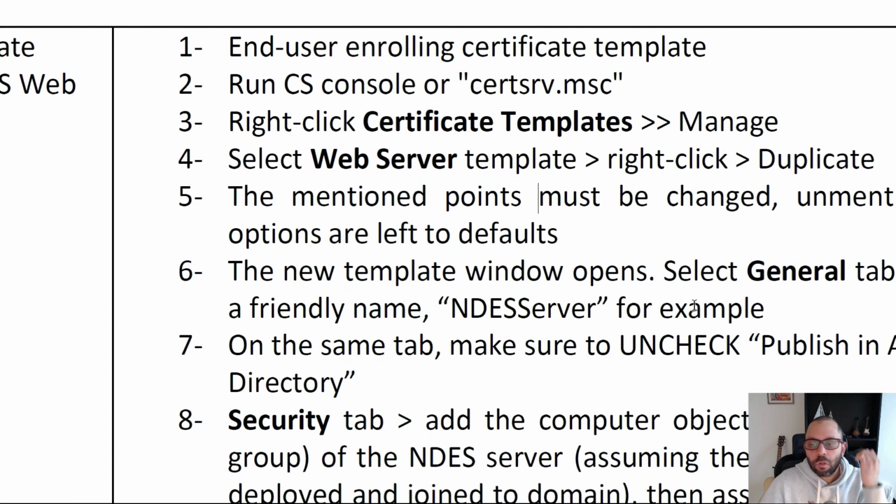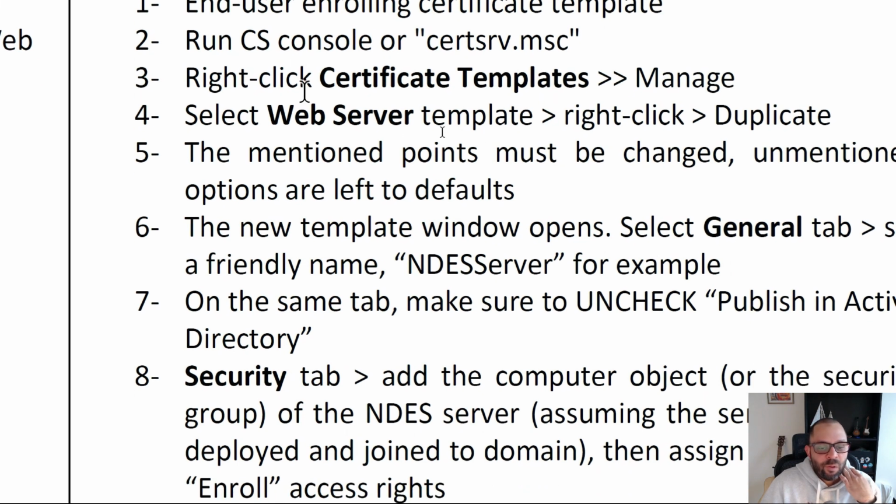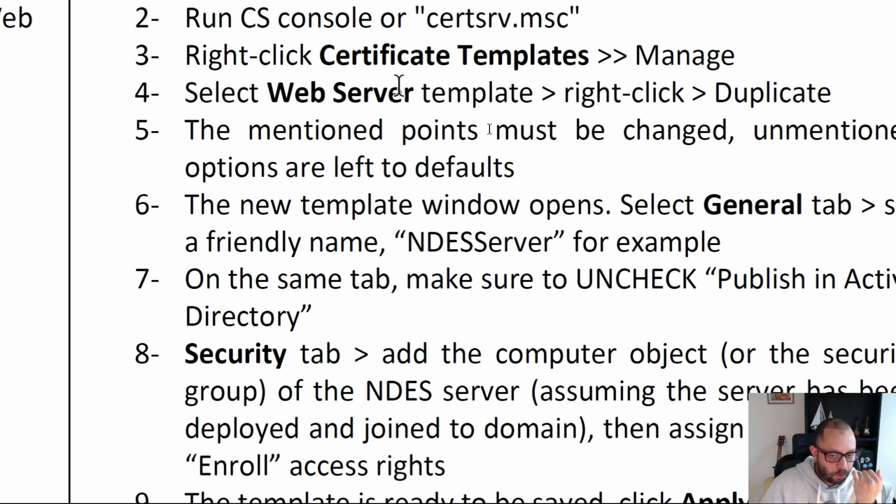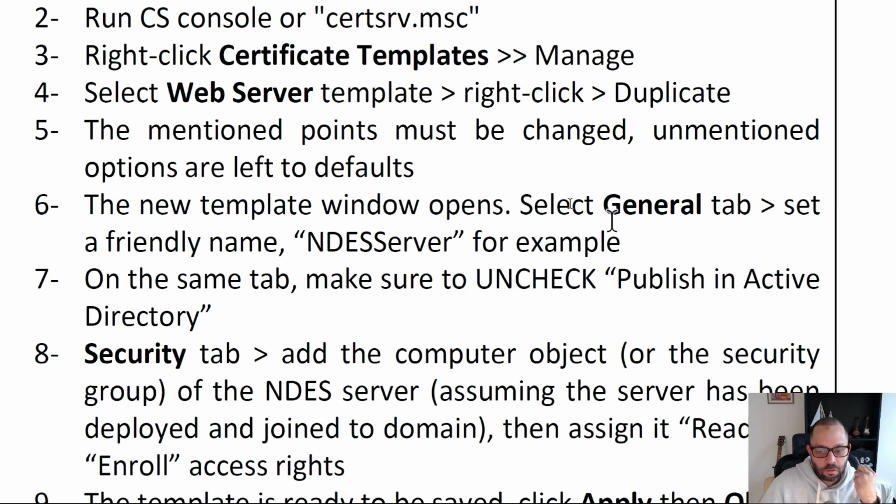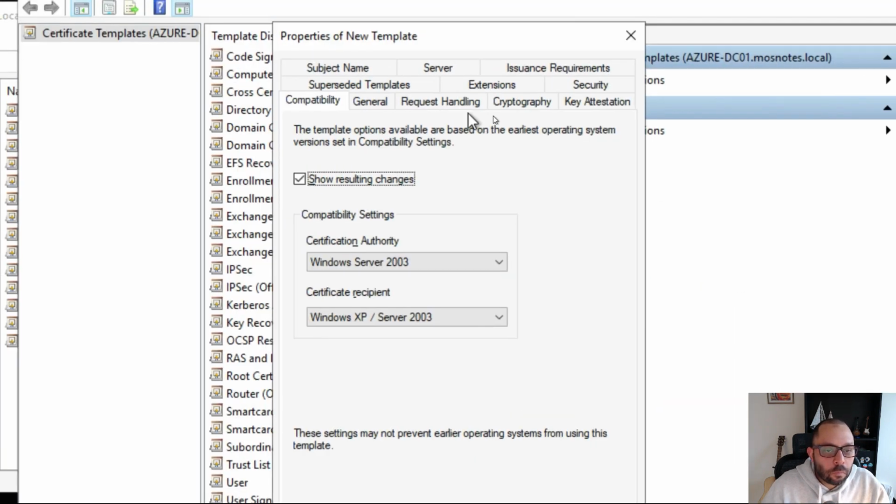Okay, right click, then you will get a pop-up, go to the general tab, and give it a friendly name. I'm going to name it NDES server in this case. You can call it NDES IIS maybe. I'm just going to call it NDES server, and also make sure to uncheck the publish in Active Directory. Let's do these things.